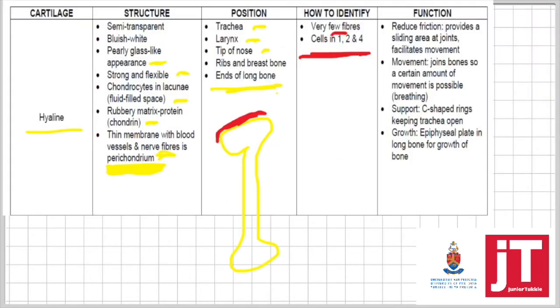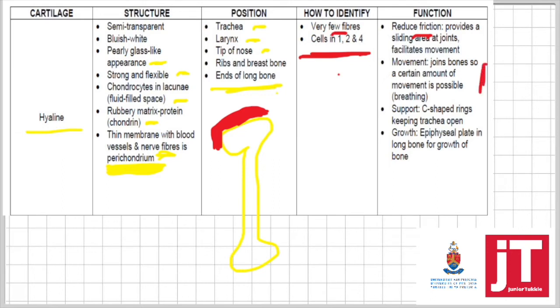Now, let's look at the functions. You must know the functions of this cartilage at each of these places. Let's start off at the ends of the long bones. Bones move against one another and they help with movement. If the bones rubbed against each other, that would cause a lot of pain and wear out the bones. So the cartilage is there to reduce friction and allow movement, but it allows movement in a certain direction. That's very important.